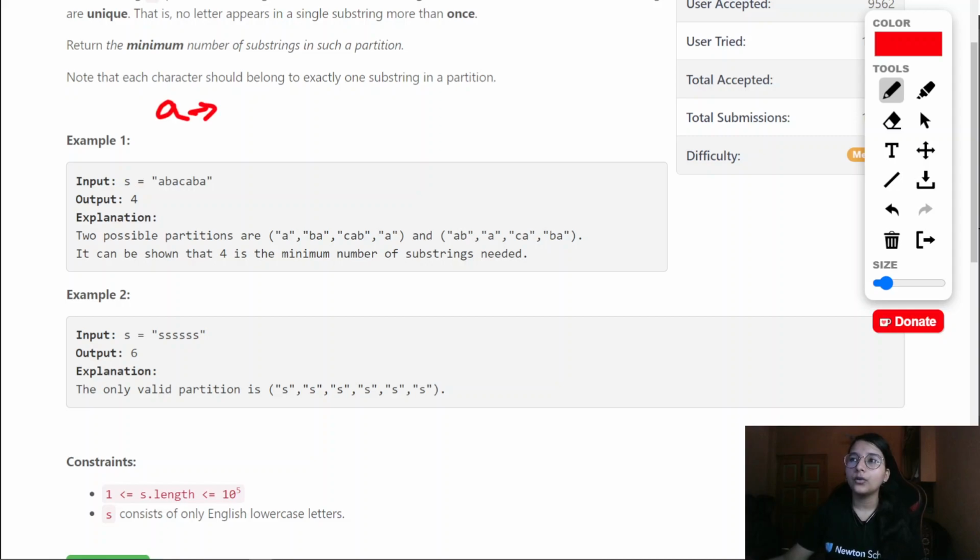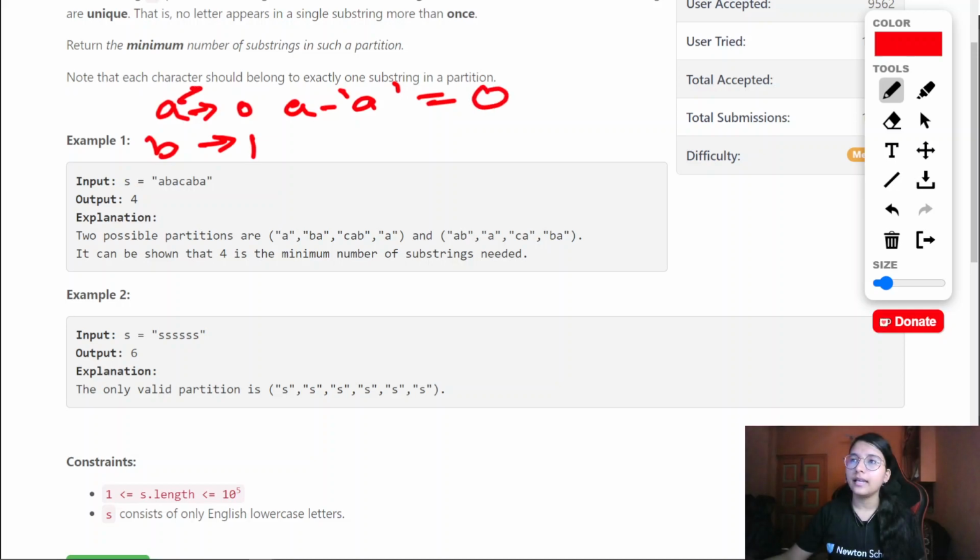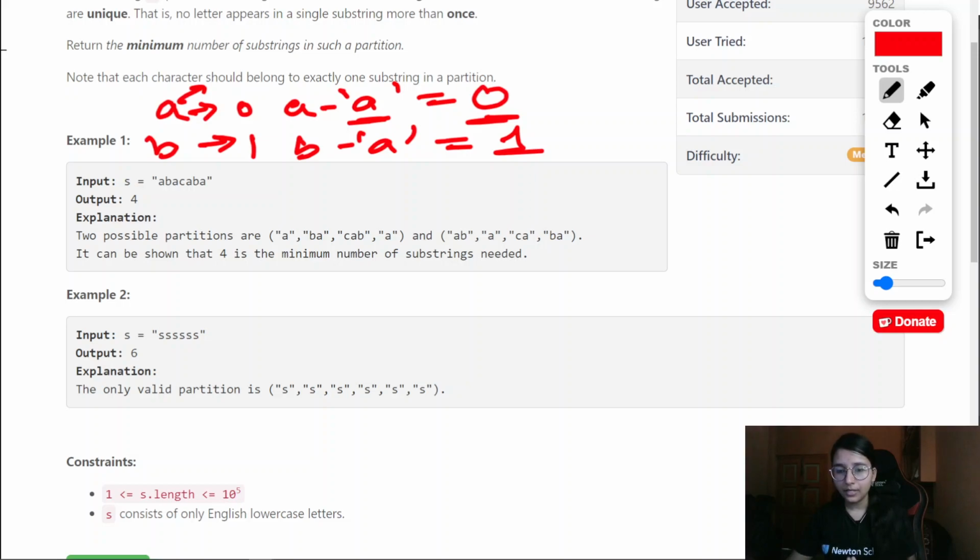So if we count A from 0, and B from 1, then if we subtract A by A, we will get 0. A has some ASCII value, right? And if we subtract it from the ASCII value of A itself, we will get 0. Then if we subtract the ASCII value of A from B, we will get 1. In this manner we can convert them into integers, and when converted into integers, we are required to set the flag.